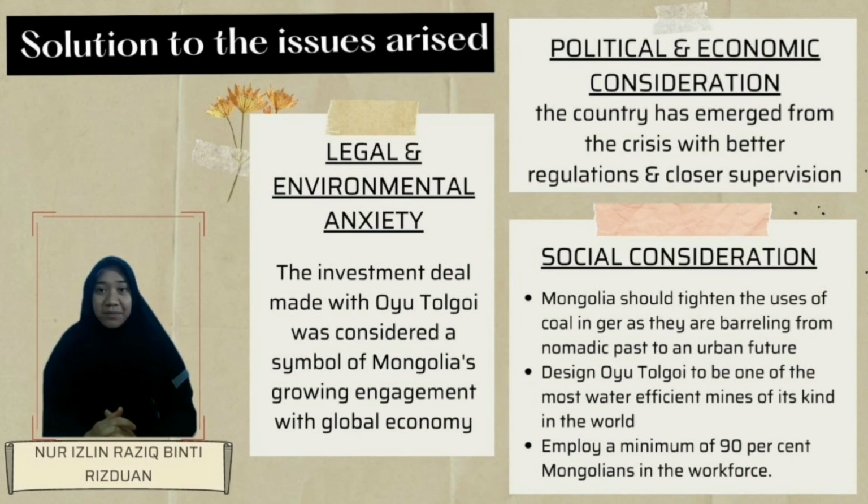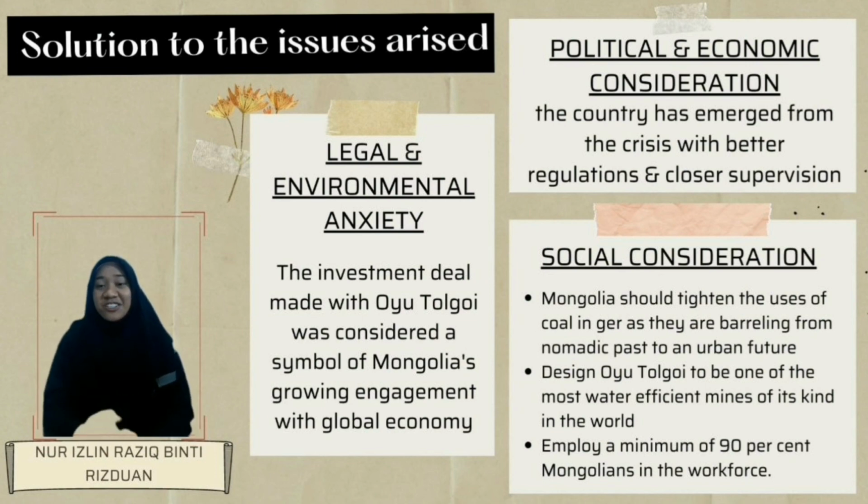Next, for the legal and environmental anxieties, the investment deal made between Munira and Oyu Tolgoi, which is jointly owned by the government of Mongolia, is a good deal. This is because the benefit of Oyu Tolgoi for the Mongolian economy is significant. However, it is difficult for Munira to convince the population that it's a good deal for everyone, and the government of Mongolia wants more money for themselves. Thus, Munira should follow and consider the rules and regulations of Mongolia in order to keep their company in good reputation. Lastly, there are 3 points in the social consideration.